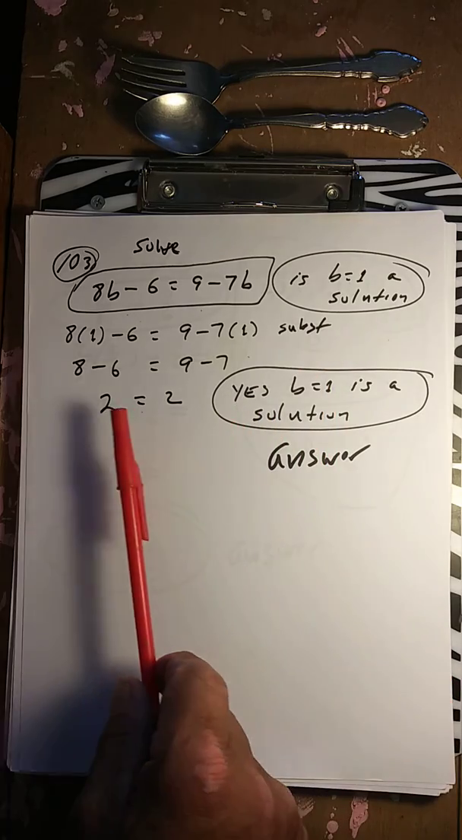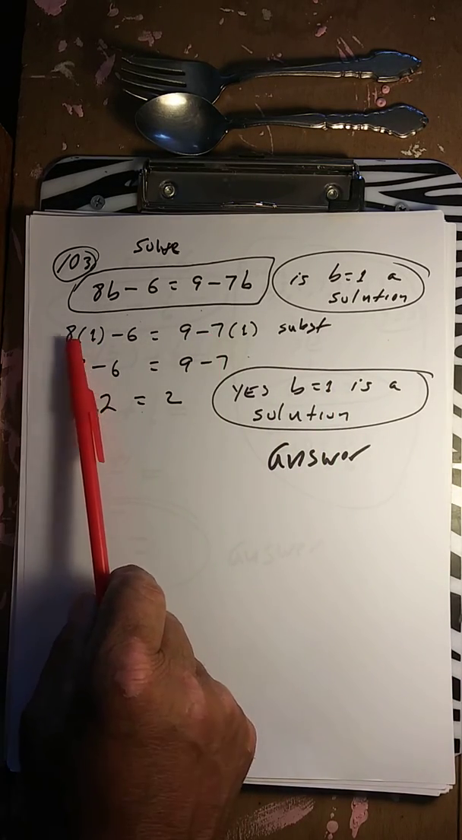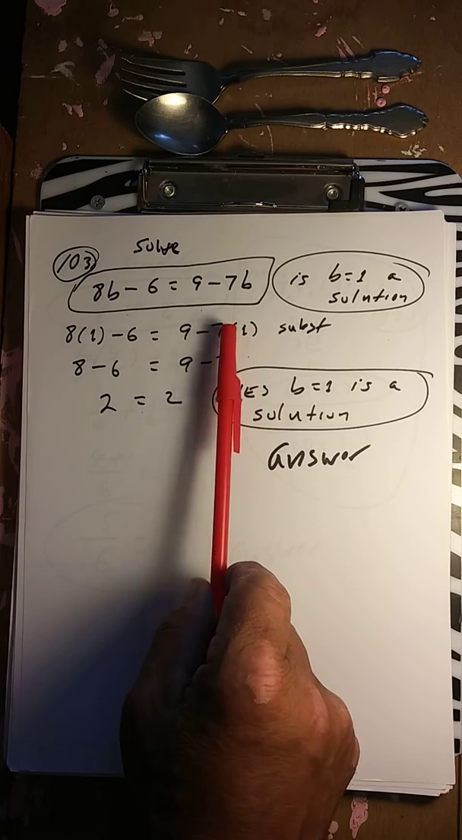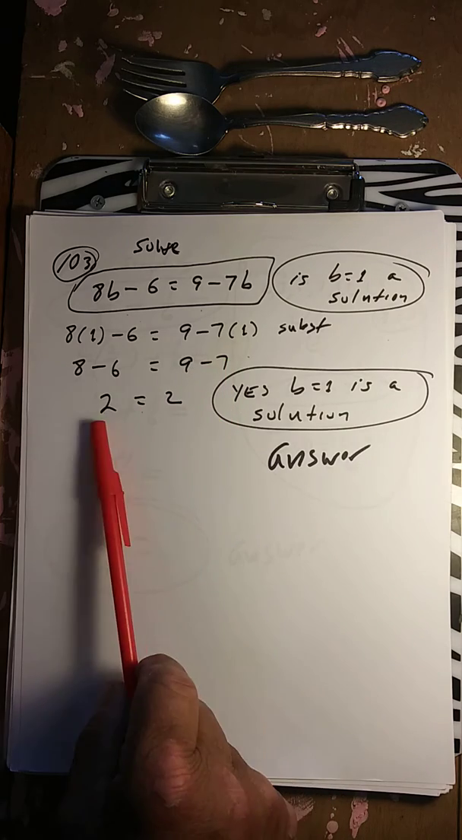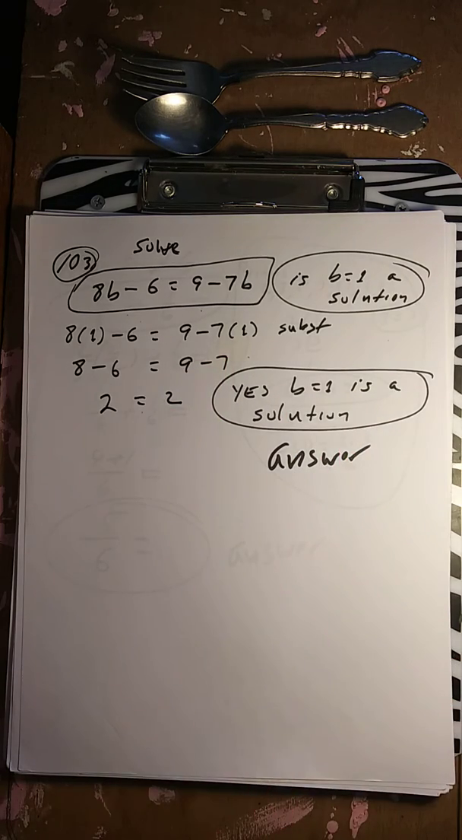See if it works. 8 times 1 minus 6, 7 times 1. So 8 times 1 is 8, minus 6 is 2. And then 1 times negative 7 is negative 7. 9 minus 7 is 2. 2 equals 2, yes. So b equal 1 is a solution of this.